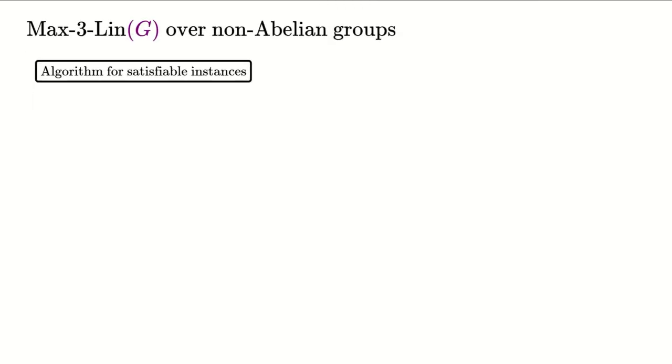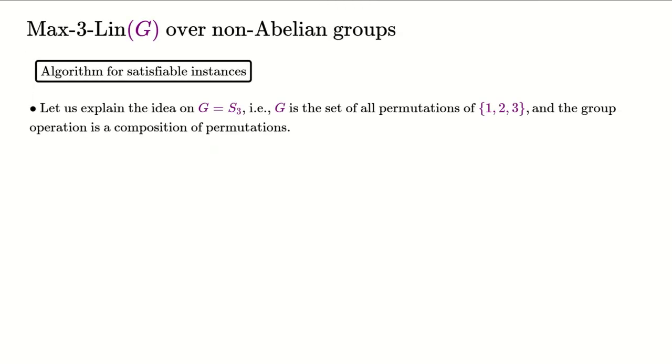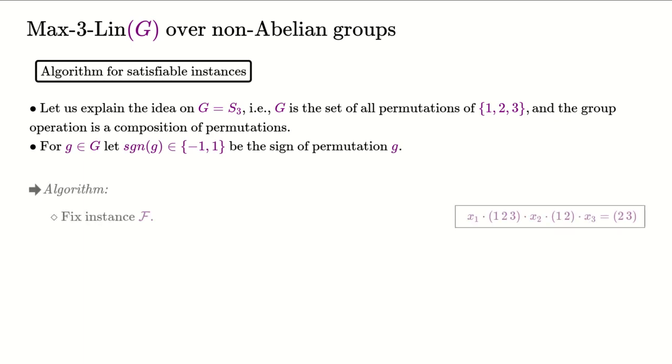Let us illustrate the idea on G equal to S3. In particular, we consider G to be the set of all permutations of a 3-element set, and the group operation is composition of permutations. We use sign of g to denote the sign of permutation g. Let us now discuss the algorithm.